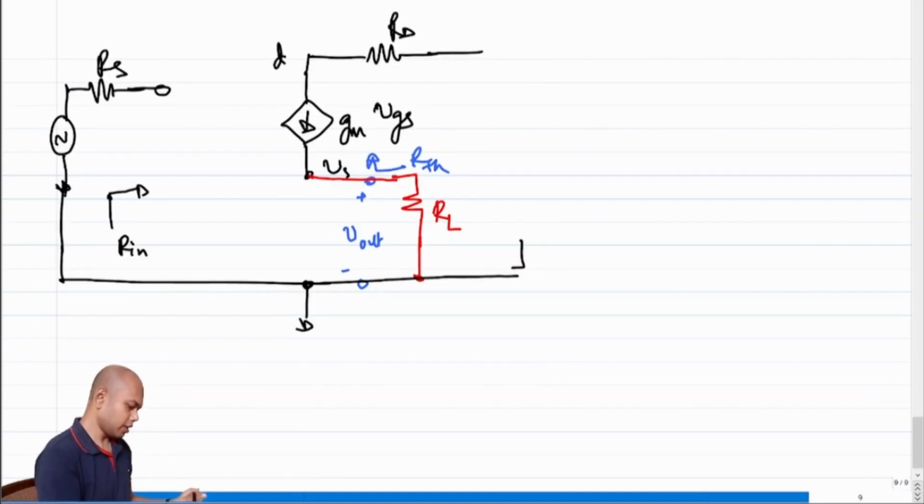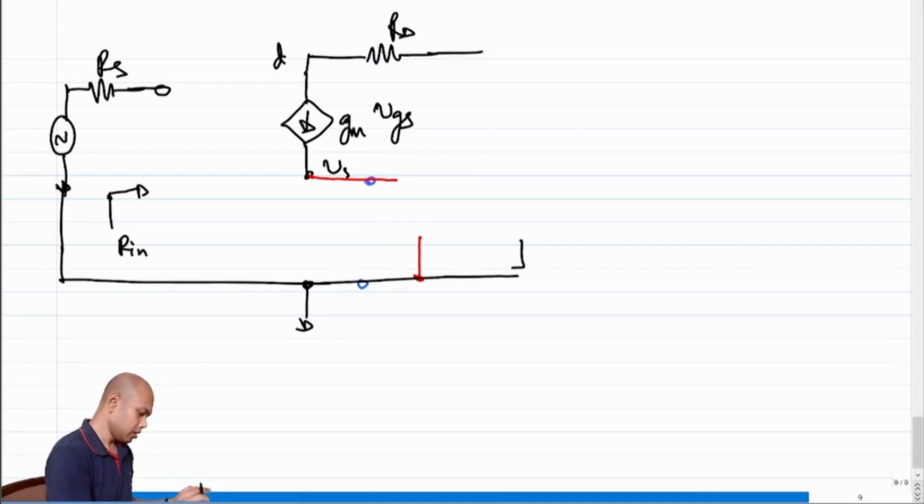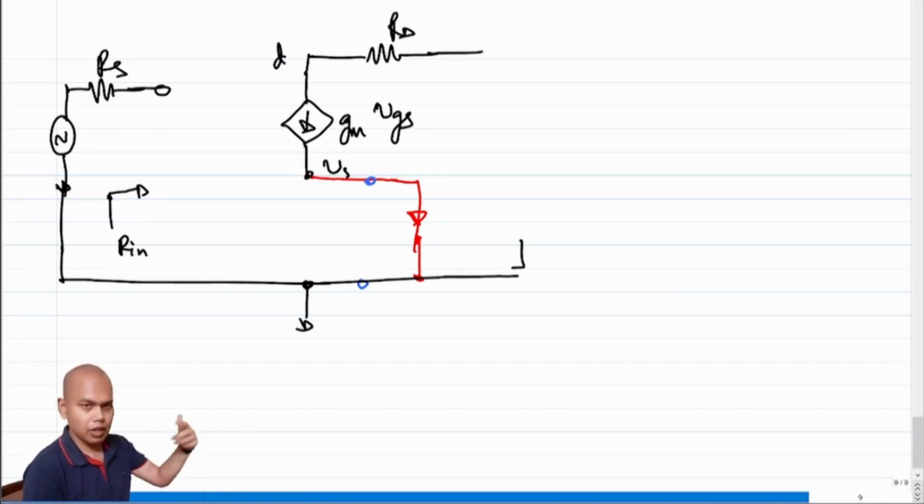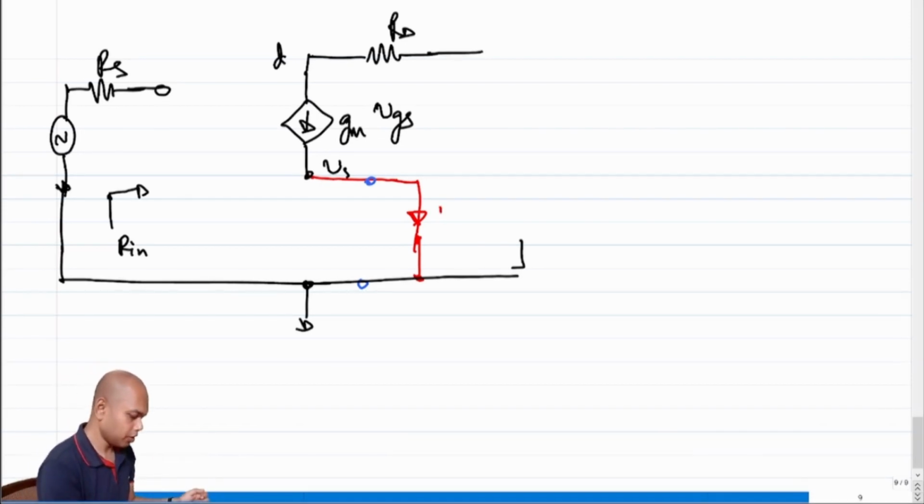To find short circuit current, what should we do? We should replace the output node with a short circuit. I need to find out what is the current flowing into that short, right? So I need to find out ISC.